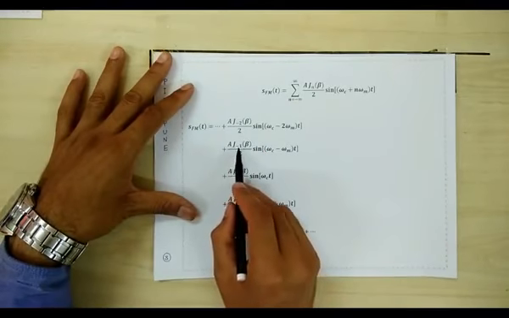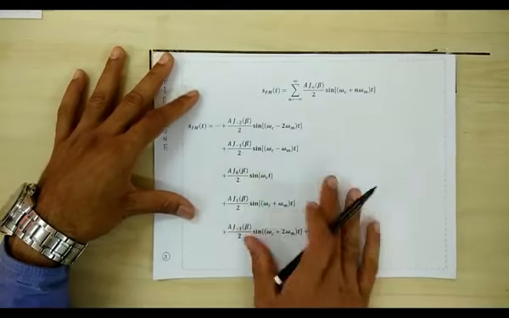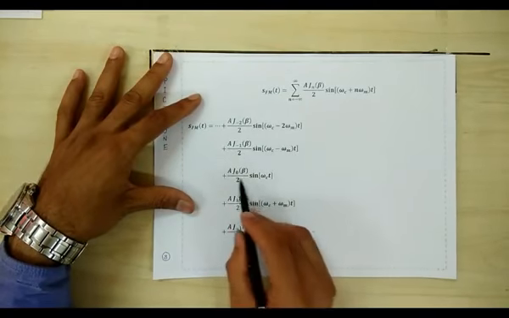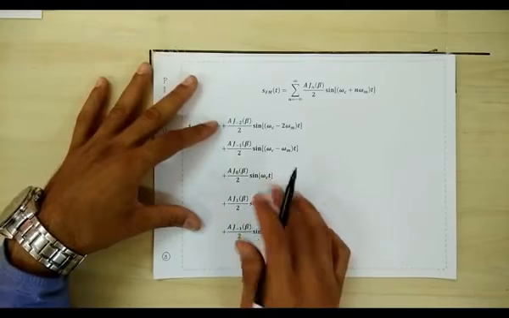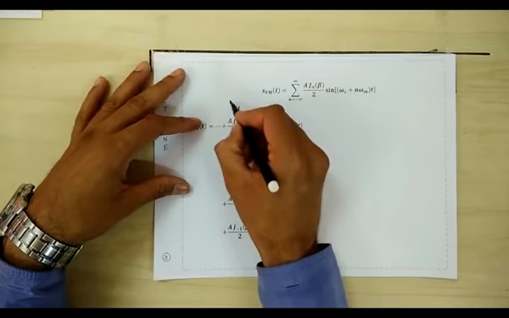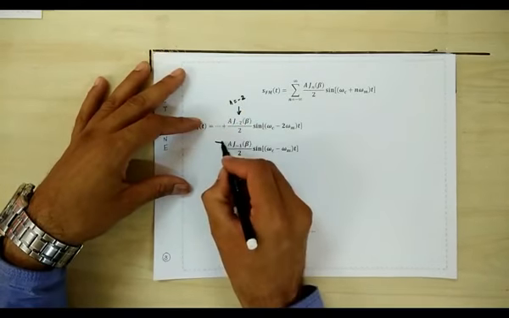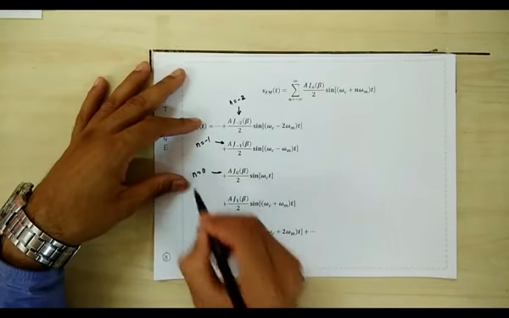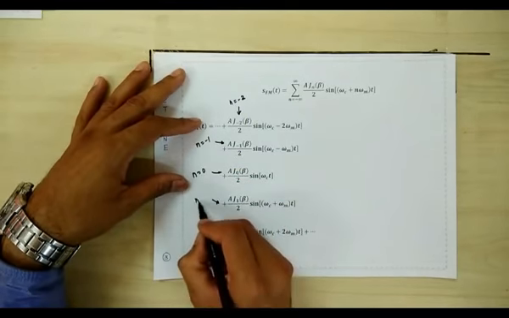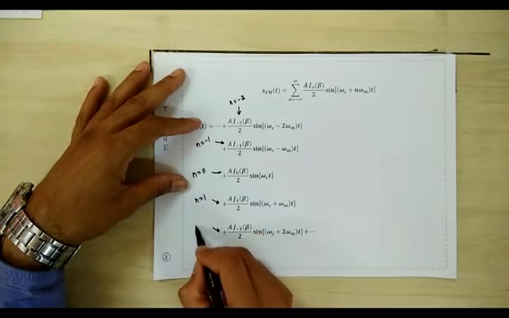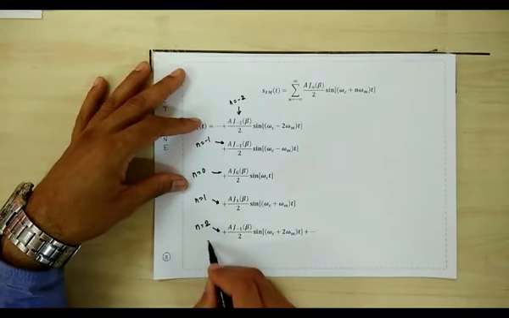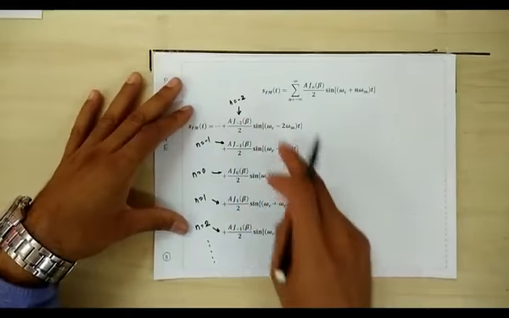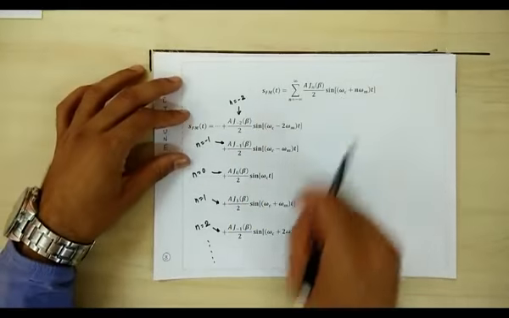When you place n equal to minus 1, you get this J minus 1 beta sine omega c minus omega m t. When you place n equal to 0, you get this equation. This term is n equal to minus 2, this term is n equal to minus 1, this term is n equal to 0, and this is n equal to 1, and this is n equal to 2, and we can get the various terms in this equation.